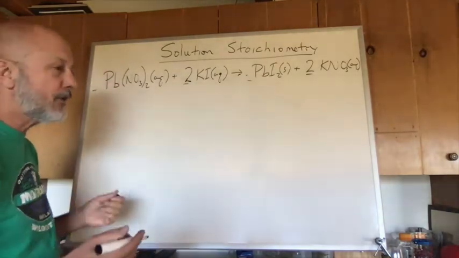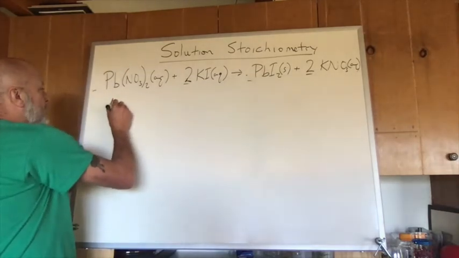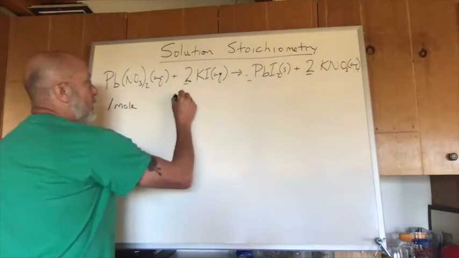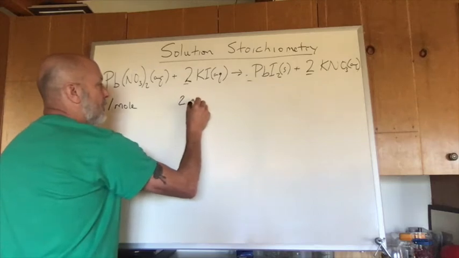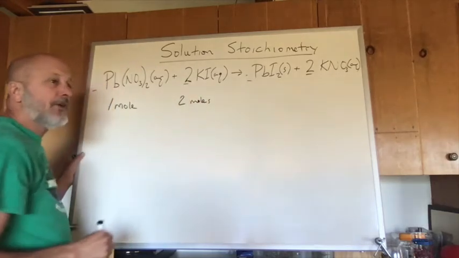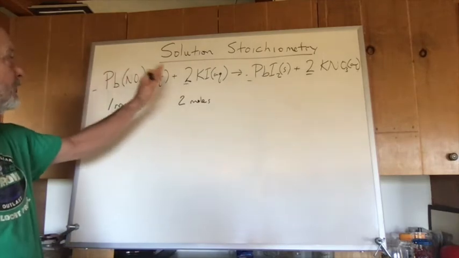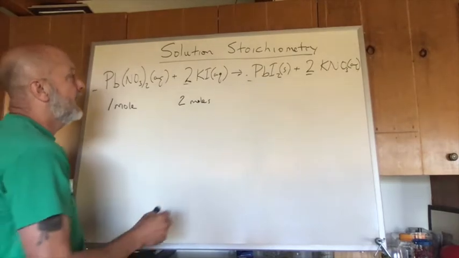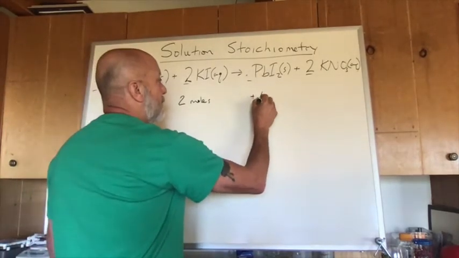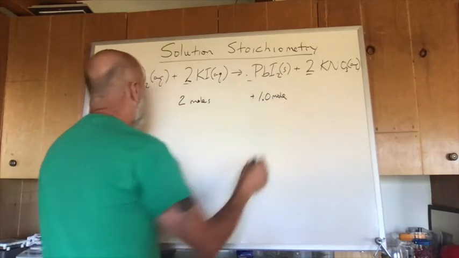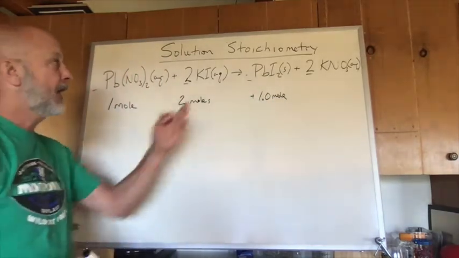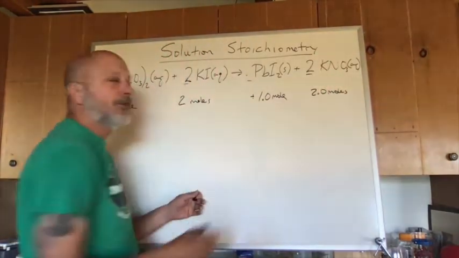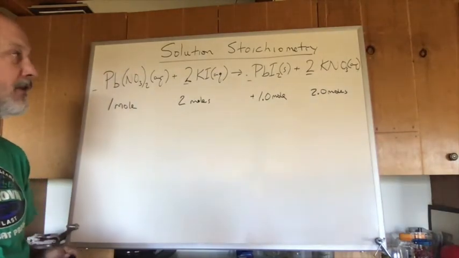So as stoichiometry goes, of course, we usually count in moles. So if 1 mole of lead 2 nitrate is going to react, I'm going to need twice as much, 1 to 2 moles of potassium iodide. Because for every 1 lead 2 nitrate that reacts, 2 potassium iodides react based on the coefficients. And of course, I would get plus 1.0 mole of my solid precipitate, the lead 2 iodide. And I would get 2.0 moles of potassium nitrate ions in the solution that will remain in the solution.